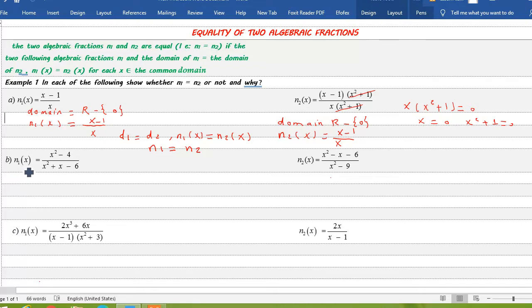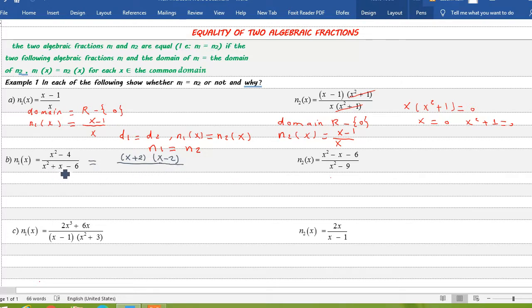Letter B, n1 of x equals x power 2 minus 4 over x power 2 plus x minus 6. First, find the domain of this function. Before finding the domain, make the factorization of the numerator and denominator. The numerator x power 2 minus 4: open two brackets x and x, 2 and 2, positive and negative. Difference between two squares.